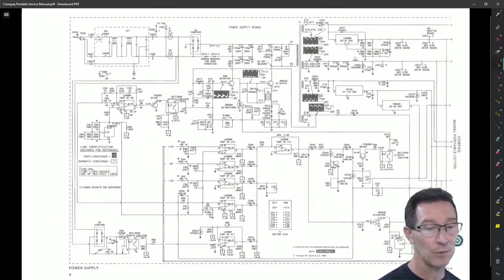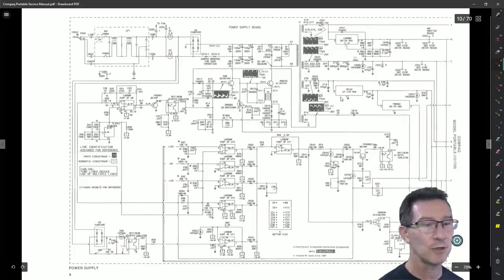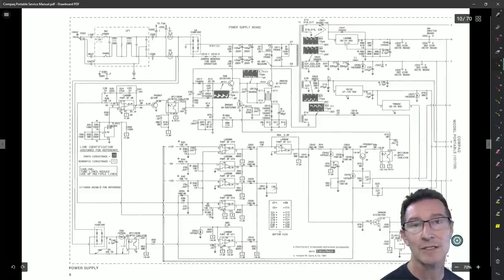So that's exactly what we deduced it to be during the troubleshooting. It was just obvious this is what it was, that it had linear regulation on the secondary side and it wasn't doing any secondary side switch mode regulation.